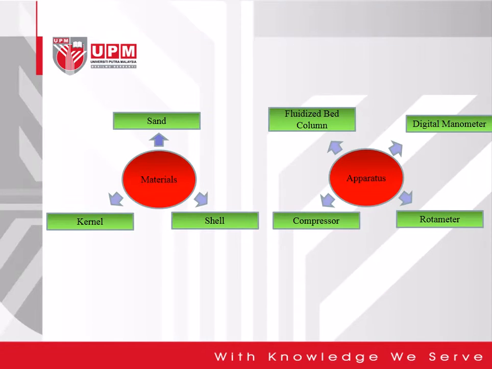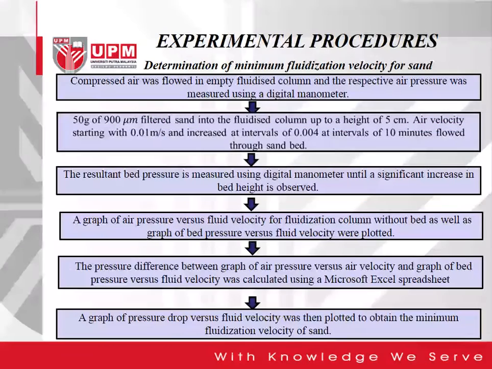Okay, so the materials we are using here are sand, kernel, and shell. Very simple. And the apparatus we are using here is a fluidized bed column, digital manometer, compressor, and rotameter. The digital manometer measures the pressure, the compressor supplies the compressed air, and the rotameter measures the fluid velocity.